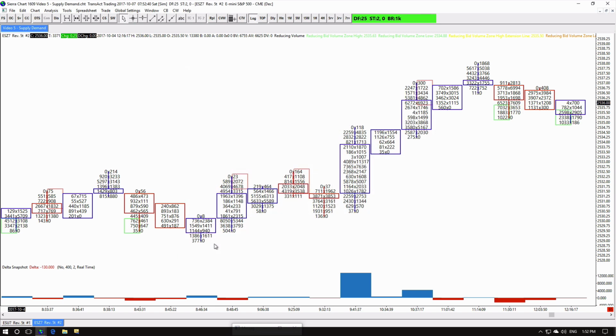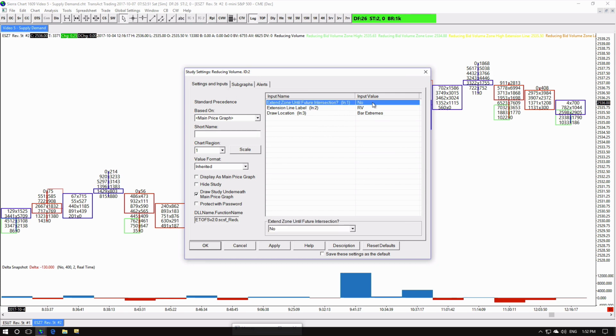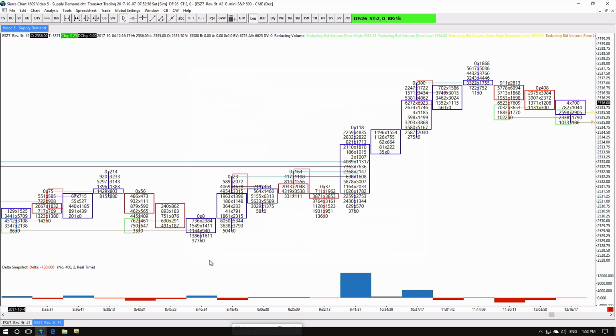We can go one step further and use the indicator's extend until future intersection option, and the chart will highlight the zones where there is sufficient supply to meet demand, in other words potential resistance, and sufficient demand to meet supply, in other words potential support. At that point, monitoring the behavior of price will determine whether the trend is likely to continue or reverse.